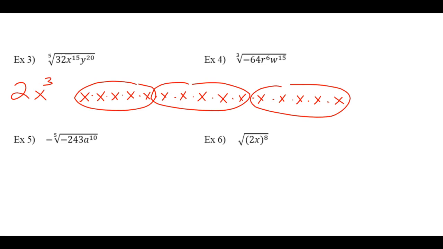In other words, you're just taking the exponent and dividing it by the index. So the exponent 15 divided by 5 is x to the 3rd power. So what is y going to be? Y to the 4th. 20 divided by 5. The 5th root of 32 is 2. Okay, try and finish this out.